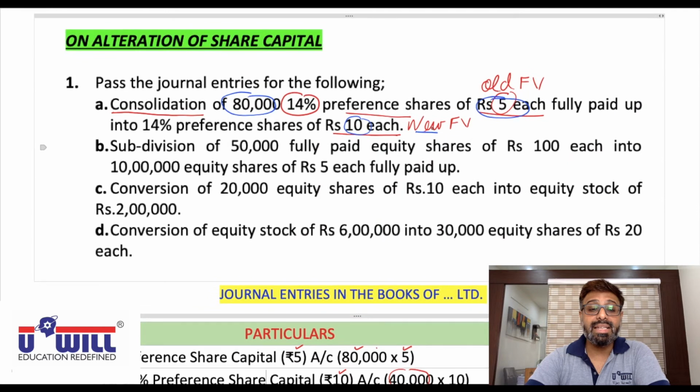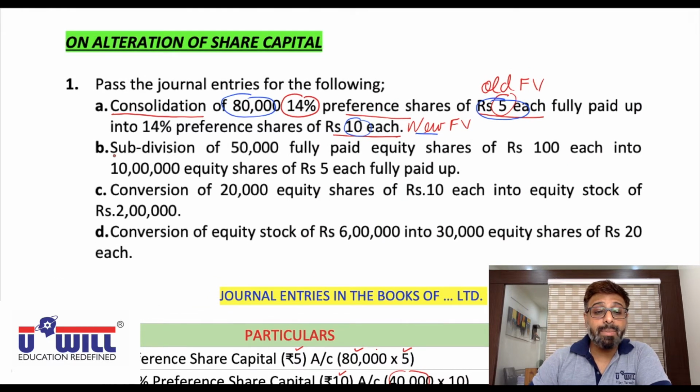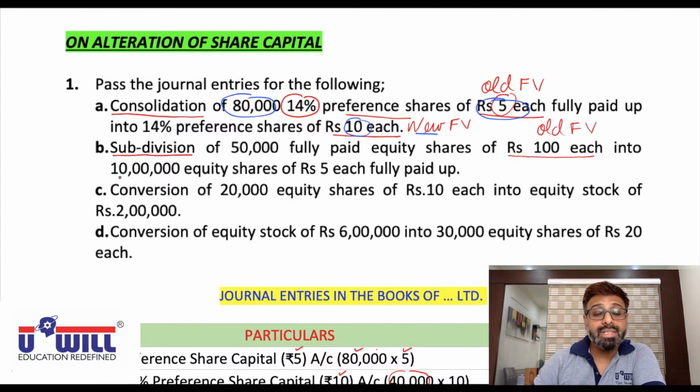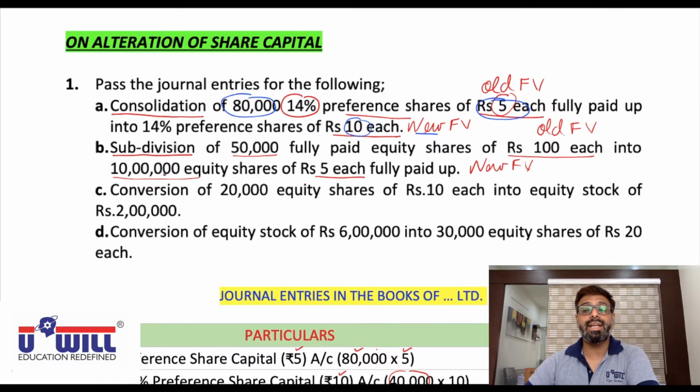Now exactly same way, look at the second one. Subdivision. Now it is subdivision, but concept will remain same. Old face value debit, new face value credit. Subdivision of 50,000 fully paid equity shares of rupees 100 each. All of you mark it as old face value 100 each into, see, number of shares is also given now. 10 lakh equity shares, 50,000 shares increases, and face value of rupees 5 each, new face value, it decreases. Face value decreases from 100 to 5, shares increase from 50,000 to 10 lakhs. Total amount 50,000 into 100 is also 50 lakhs, 10 lakhs into 5 is also 50 lakhs.